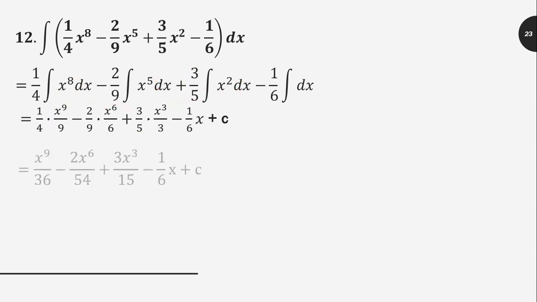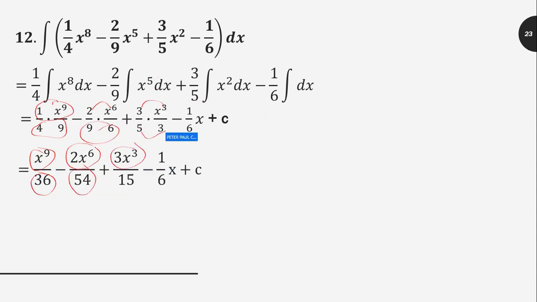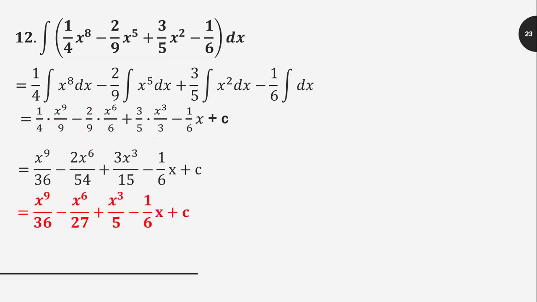Then we finalize the answer. 4 times 9 is 36. 1 times x raised to 9 is x raised to 9. 2 times x raised to 6, then 54. Then 3 times x cubed, then 5 times 3 is 15. Then copy. So we will simplify now. 2 over 54 could be simplified as 1 over 27. 3 over 15 can be simplified as 1 over 5. So the final answer is this one.